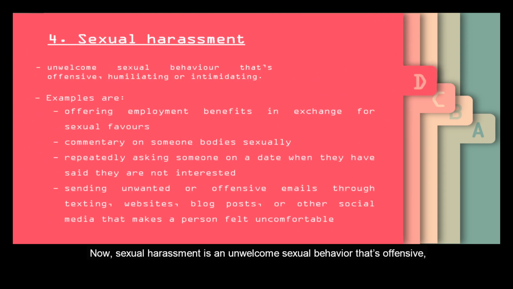Another type of sexual assault is sexual harassment. Sexual harassment is unwelcome sexual behavior that is offensive, humiliating, and even intimidating. Examples are offering employment benefits in exchange for sexual favors, commenting on someone's body sexually, repeatedly asking someone on a date when they have said they are not interested, and even sending unwanted or offensive emails through texting, websites, blog posts, or other social media that make a person feel uncomfortable.